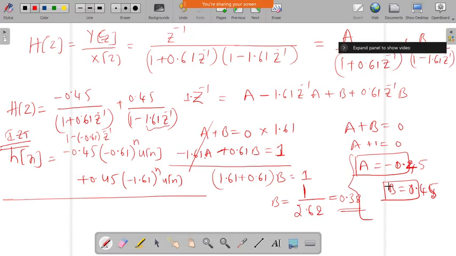If B is 0.38, A will also be the negation of that. Sir, yes, 1.61 plus 0.61 will be 2.22. So 1 divided by 2.22 will be 0.45. Okay, so here it is the addition, 2.22. Now we check, Pramod, one more time, 2.22. Yes, sir. Now it is getting 0.4. Yeah, so maybe here it is addition.